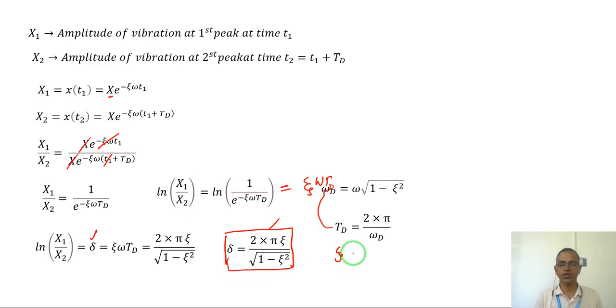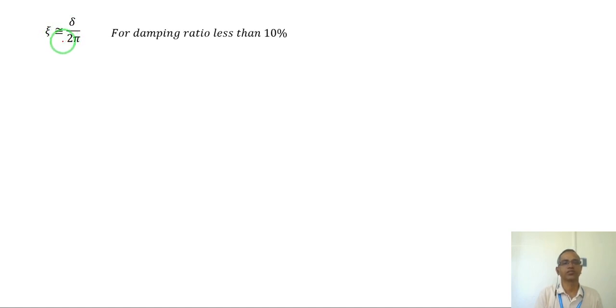If j is very small, let us say less than 10%, I can approximate the equation as j equal to delta by 2 pi. This is quite sufficient to find out the damping ratio in a given system.